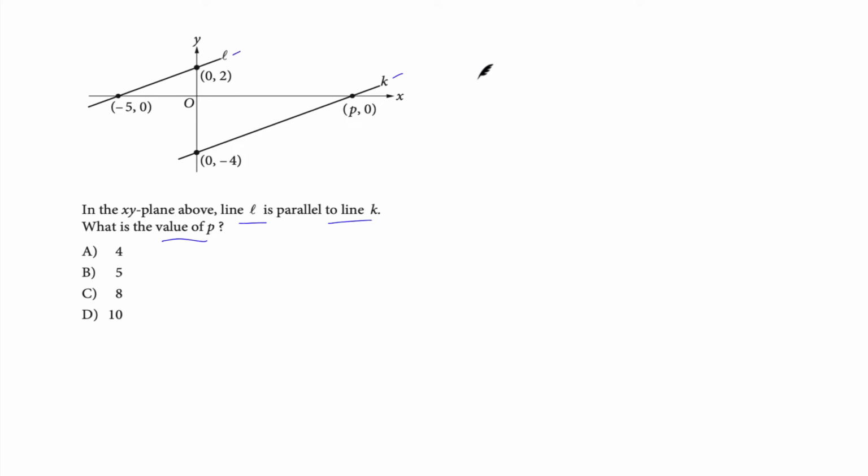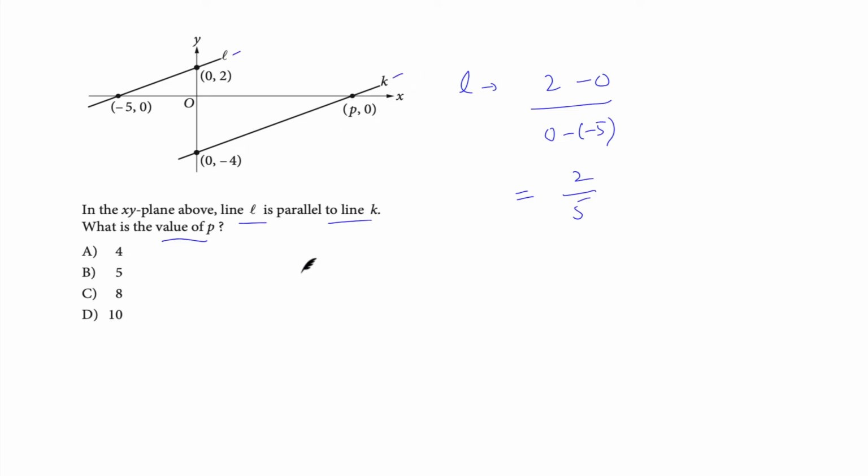Let's calculate the gradient of line L. The gradient of line L is y2 minus y1 over x2 minus x1. Be careful with the signs, please. So this is 2 over 5. The gradient of line K is also 2 over 5. Let's just apply the formula.